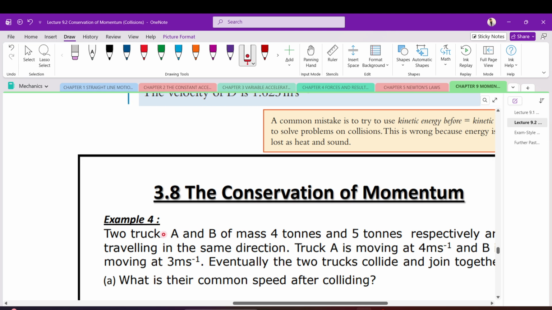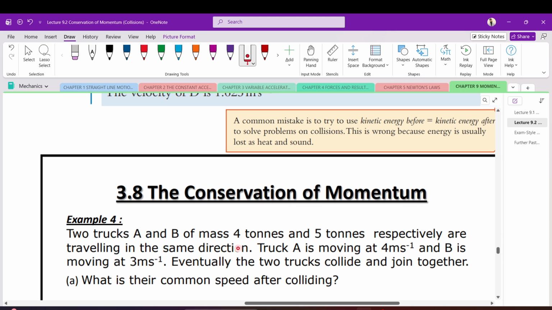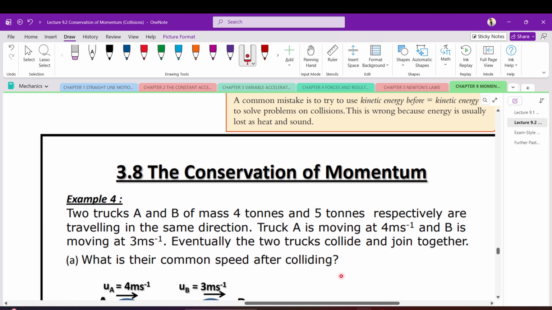Okay, two trucks A and B of mass 4 tons and 5 tons respectively are traveling in the same direction. Truck A is moving at 4 meters per second and B is moving at 3 meters per second. Eventually, the two trucks collide and join together. What is their common speed after colliding?